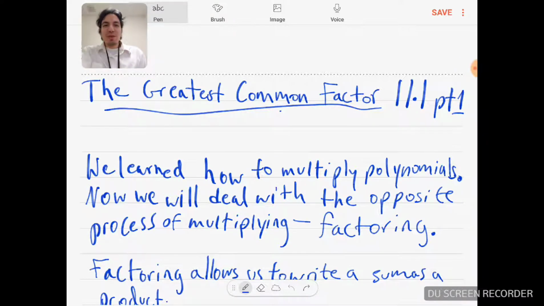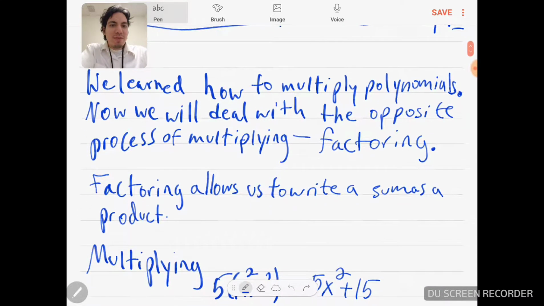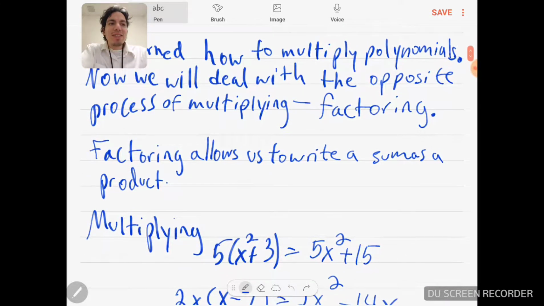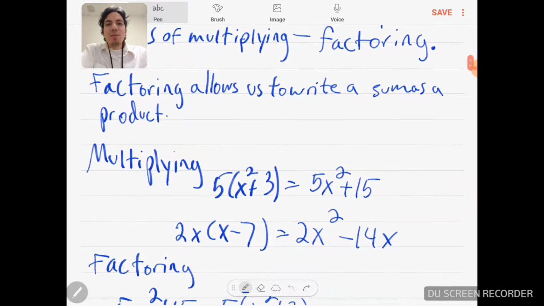We learned how to multiply polynomials. Now we will deal with the opposite process of multiplying factors. So what does that mean? Factoring allows us to write a sum as a product.